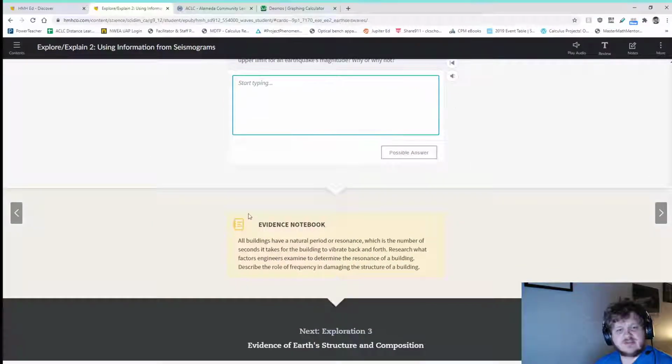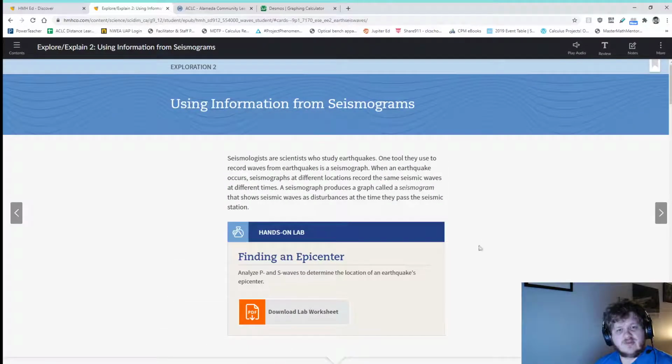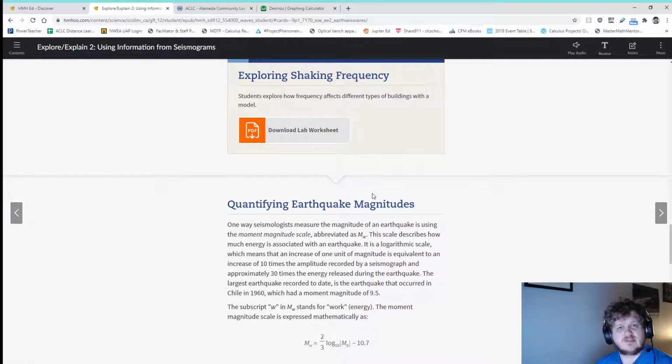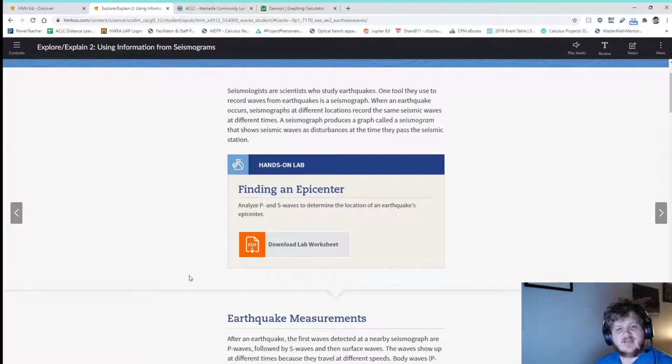You have some questions to answer, and we're going to be doing this lab on Thursday, finding an epicenter, and just ignore this other lab, exploring shaking frequency. So it's just answering the questions that are presented on this, and then we'll work on the lab tomorrow.